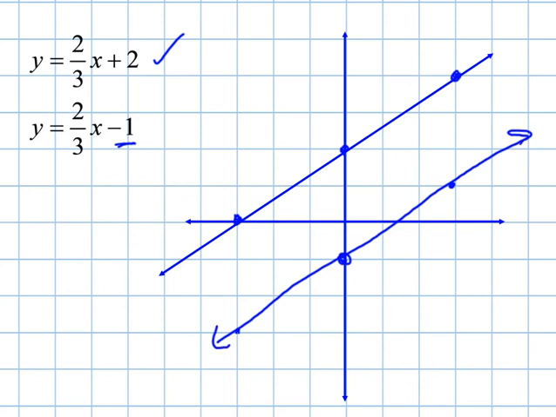And what do you notice about these lines? Well, they're parallel. And so what we see here is that if the slopes are the same, then the lines are parallel.